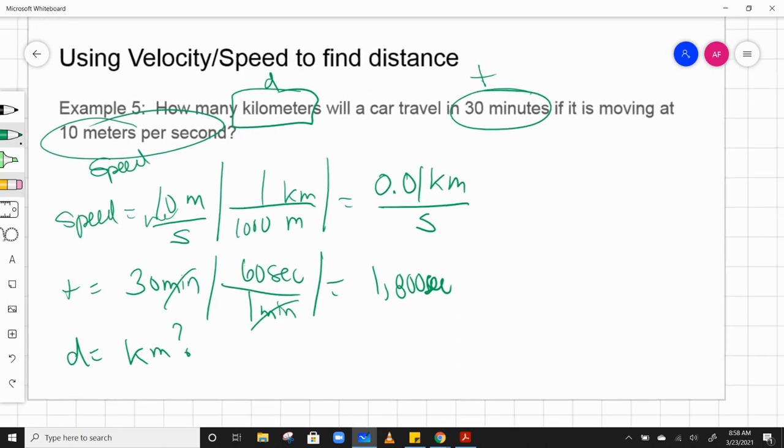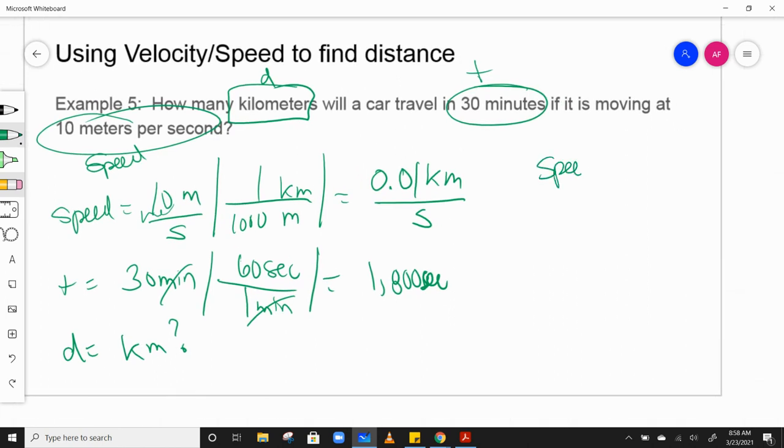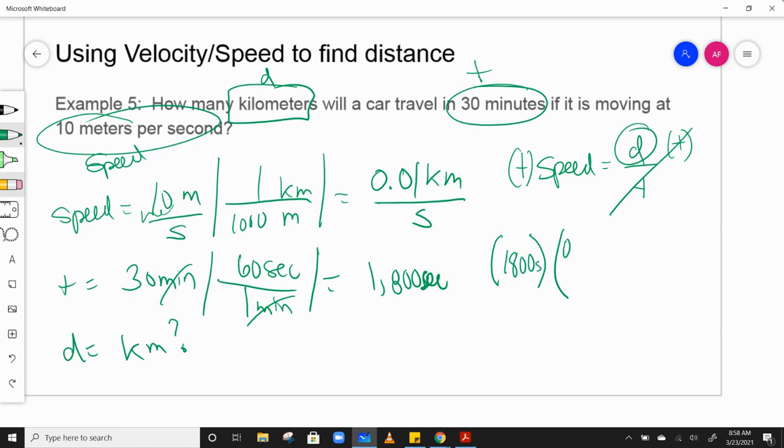Okay, and then we're going to use the formula. So speed equals distance over time. But here we're looking for distance, so multiply both sides by time. So speed times time equals distance. So the time was 1,800 seconds. Our speed was 0.01 kilometers per second. And seconds will cancel. And then we have to move it over 1, 2. So it should be 18 kilometers.